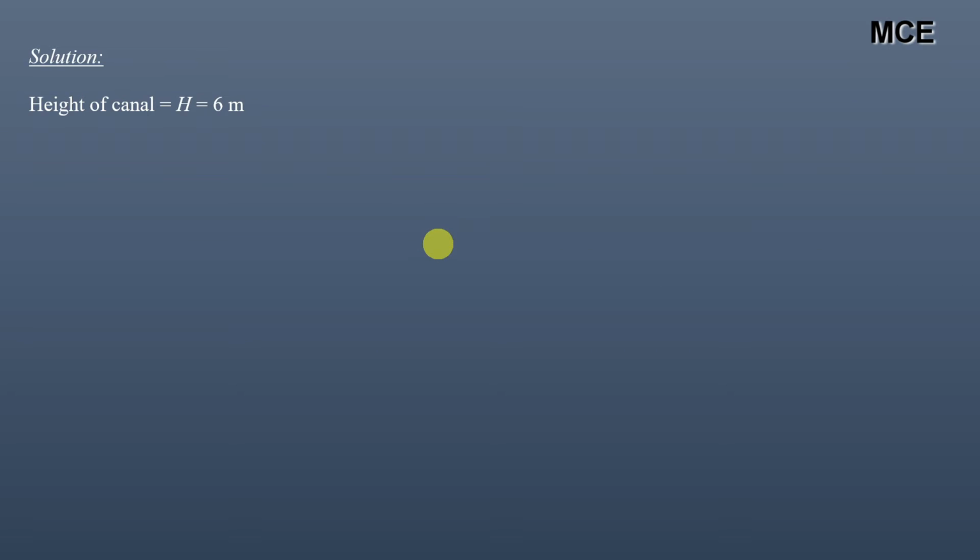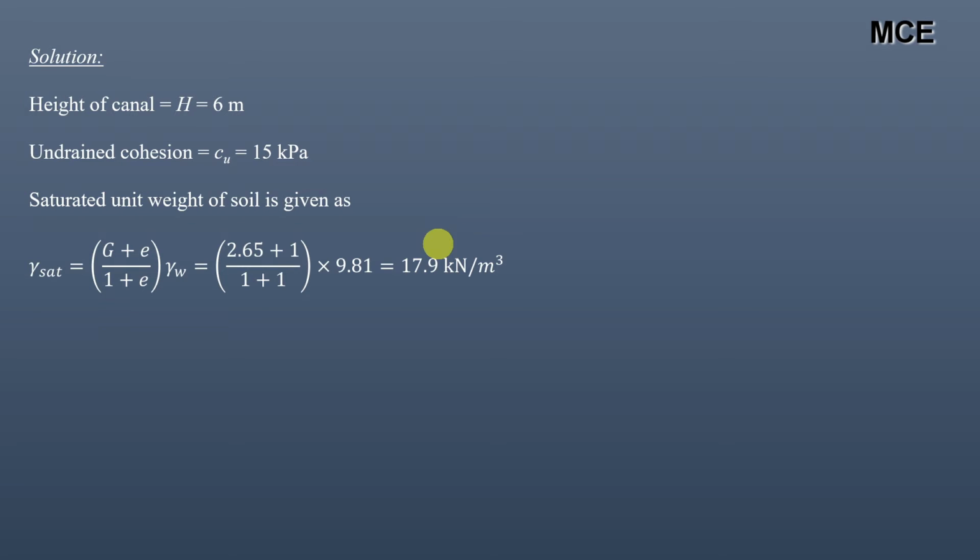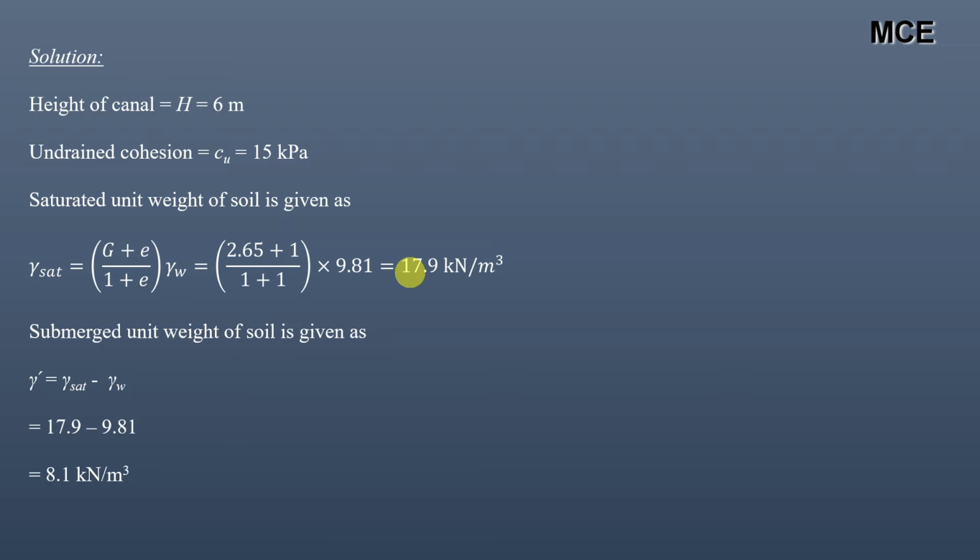First, height of the canal is given as 6 meter, undrained cohesion is 15 kilopascal. Saturated unit weight of soil is equal to (G plus e) divided by (1 plus e) into gamma w, so it will be (2.65 plus 1) divided by (1 plus 1) into 9.81, which is equal to 17.9 kilonewton per meter cube. Submerged unit weight of soil will be saturated unit weight minus unit weight of water, so it will be 17.9 minus 9.81, which is equal to 8.1 kilonewton per meter cube.